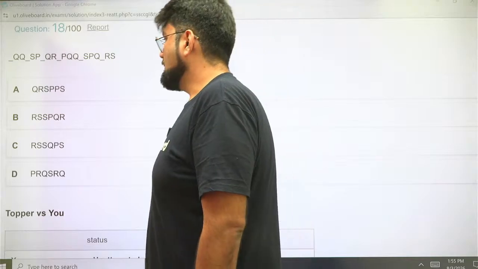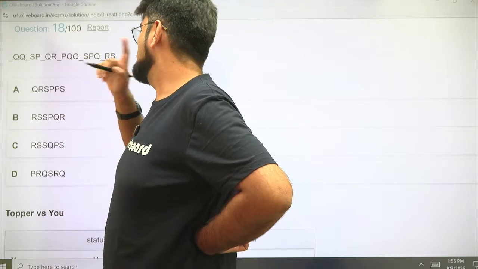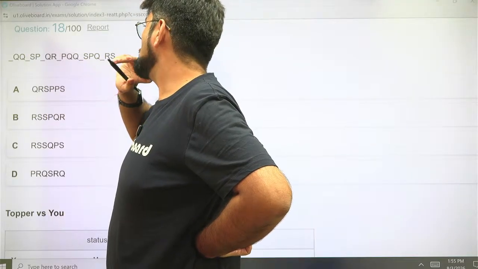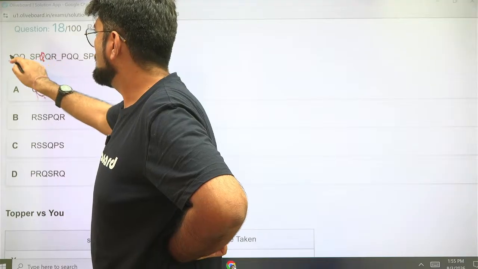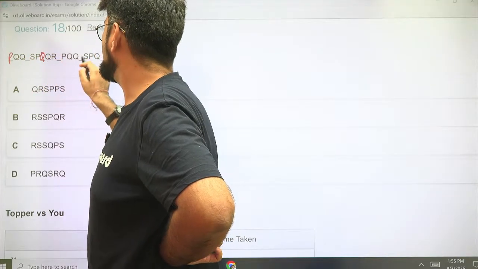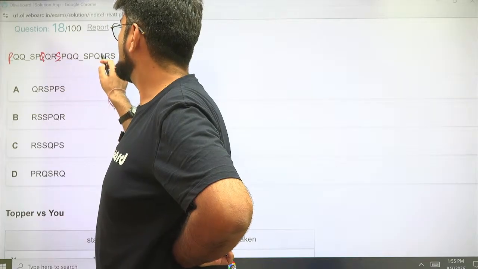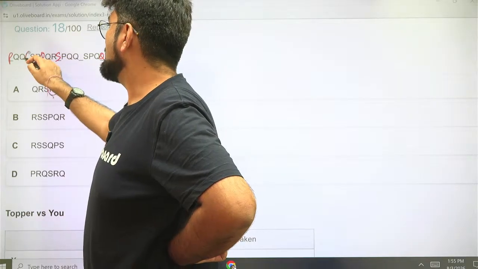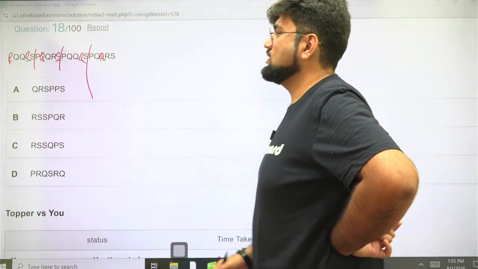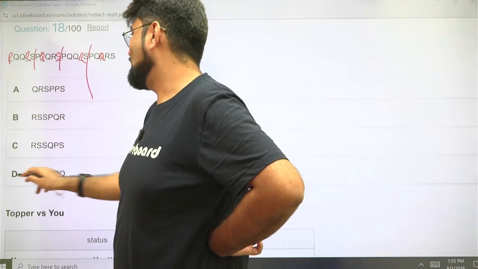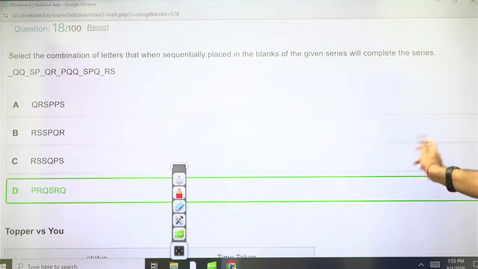Now, what about this one? So there is no common letter in the vertical options. We'll check it here. PQQ, SPQ, PQQ dash SPQ, SPQ, PQQ. So PQQ dash SPQ, PQQ dash SPQ dash RS. So QRS. PQQRS, PQQRS. This is the logic. So the answer is PRQSRQ, option D. Only one option is starting with P, so option D was the right answer. Okay, 33 seconds. Next.